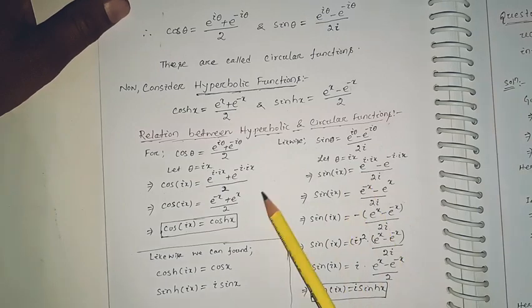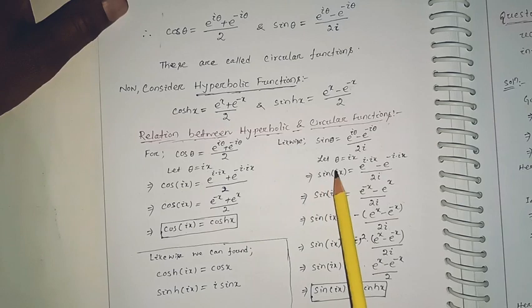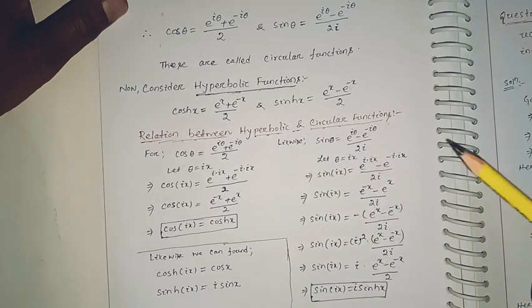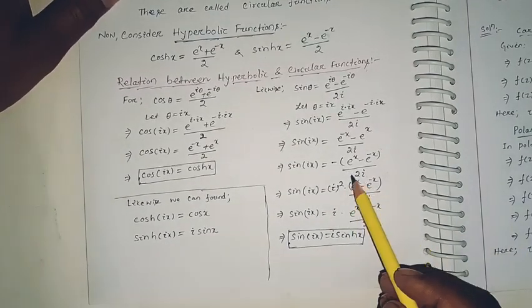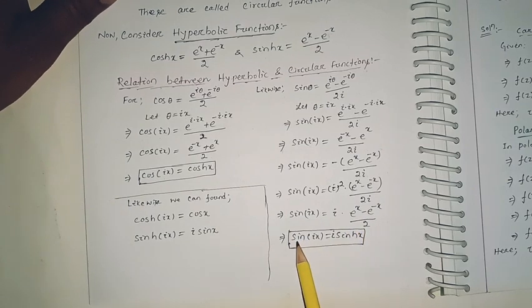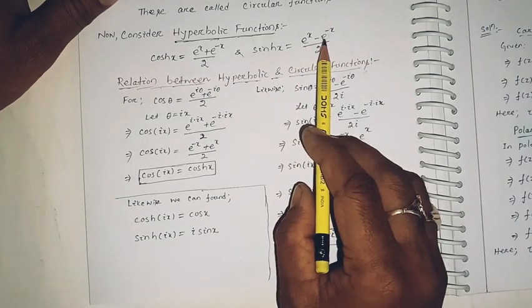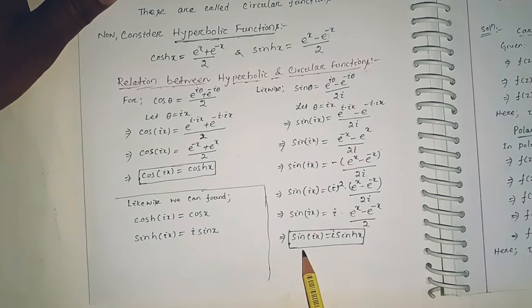Likewise, sin theta will be equal to (e to the power i theta minus e to the minus i theta) by 2i, we know. If we consider theta equal to ix, similarly we can find sin ix will be equal to i into (e to the power x minus e to the minus x) by 2. That implies sin ix will be equal to i sinh x, because sinh x we know is (e to the power x minus e to the minus x) by 2. So instead of this one we can write sinh x. Sin ix will be equal to i sinh x.